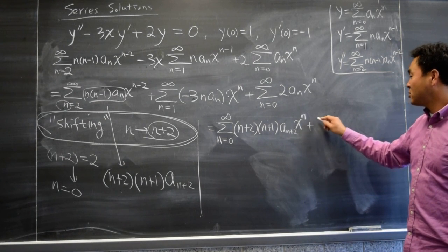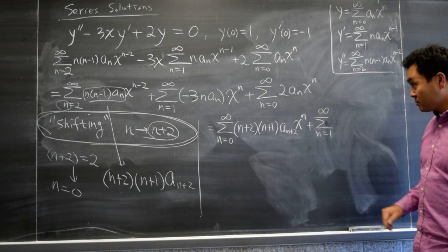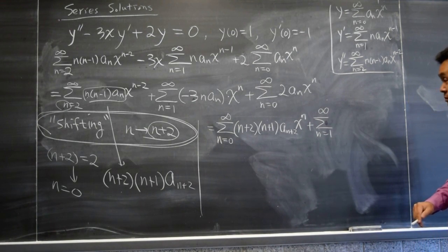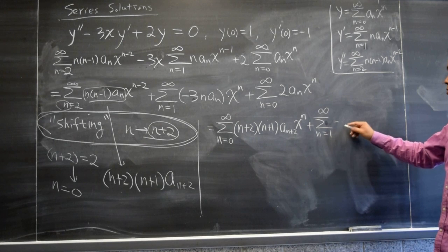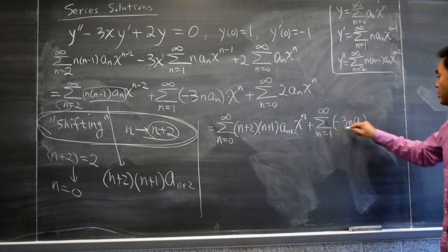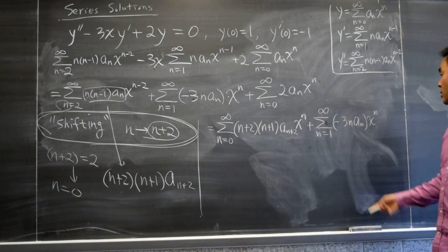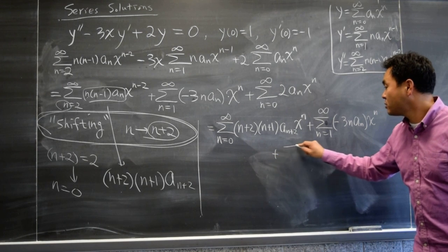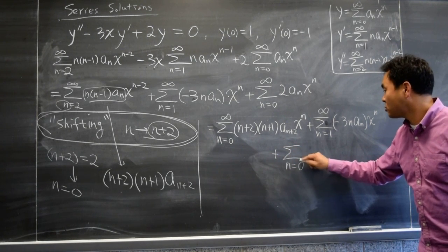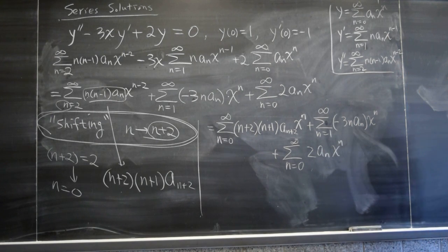You do sigma n equals 1 to infinity, and then minus 3n a_n x to the n, plus sigma n equals 0 to infinity 2 a_n x to the n. That's what you get after doing the shifting. Any questions?